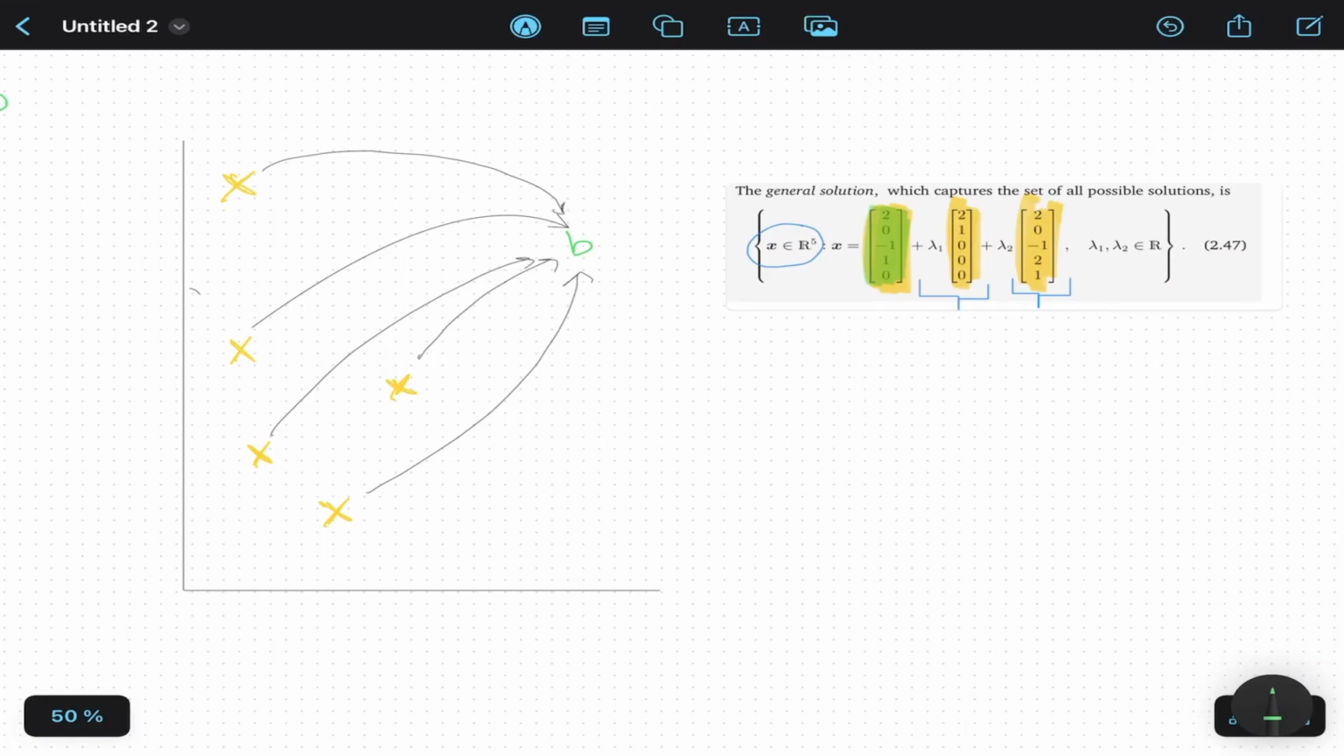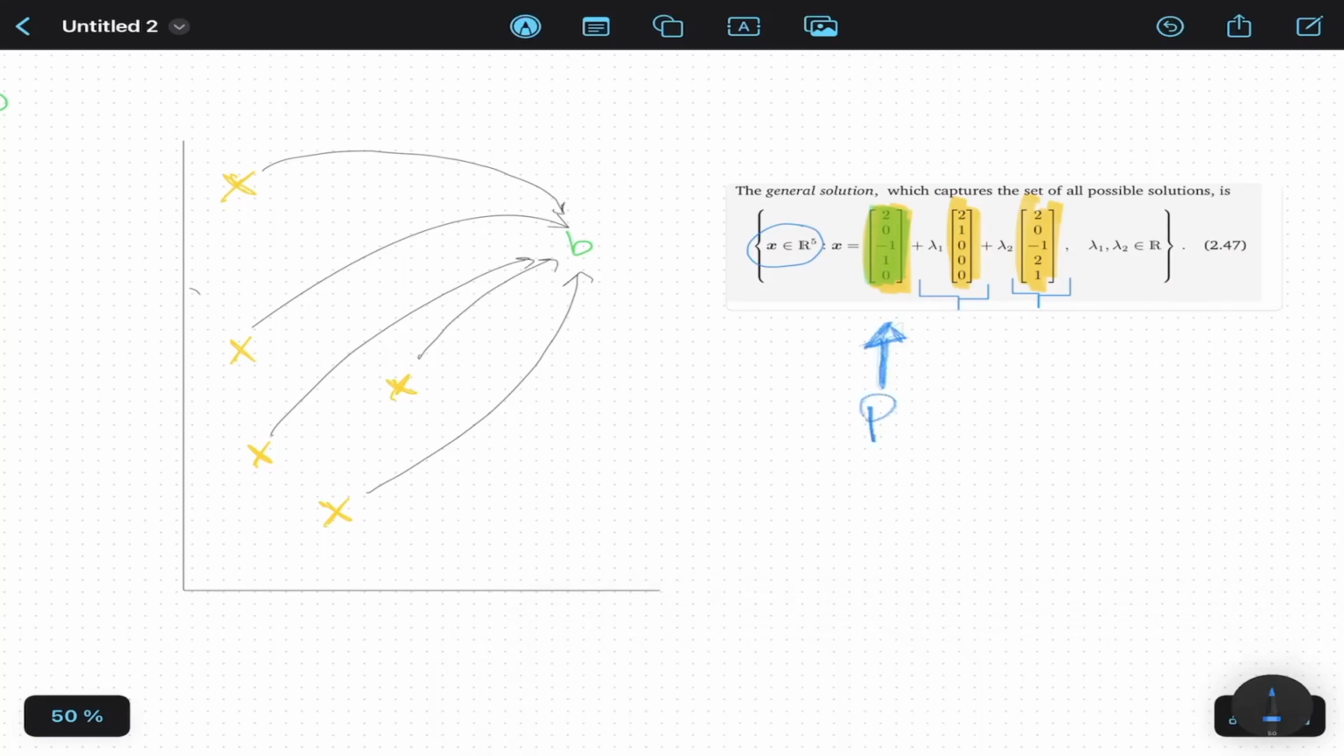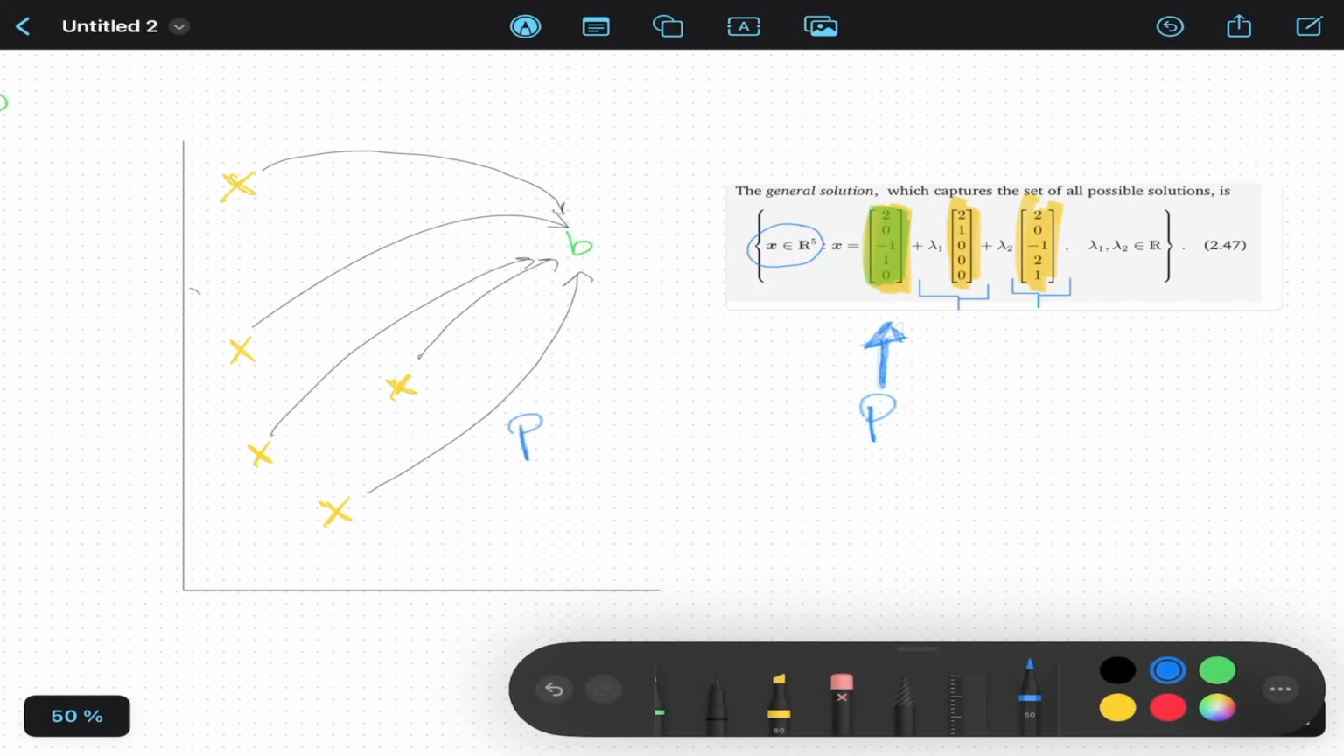As you can see on the left side, there are many points which, once we do the matrix multiplication, will go to b. And this description on the right is a description for all those points. So we start with a particular solution. Let's call it P. P is here, for example. And we say you can get the x if you add these two vectors to P for a particular solution.